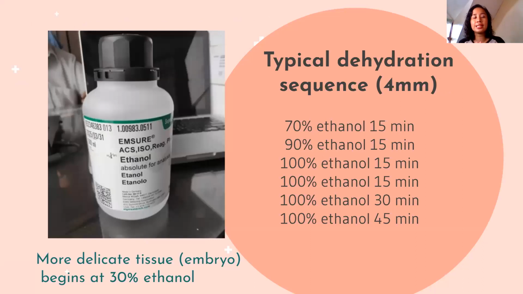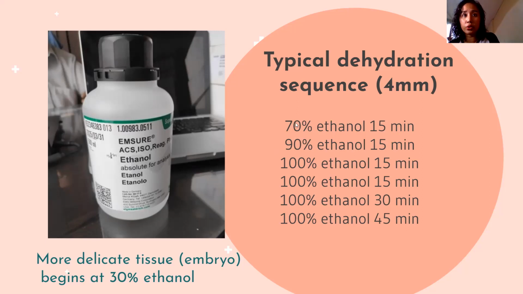Okay, so guys, this is your typical dehydration sequence. If the sample is 4 millimeters thick, kindly get a ruler, guys, para magka-idea kayo pag sinabing millimeter. Baka centimeter na sa isip nyo, ha? So, millimeter lang tayo. Maliit lang ang 4 millimeter. So, guys, after fixation, after decalcification, dito na siya.